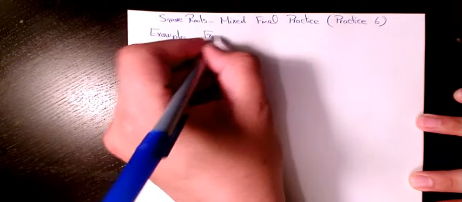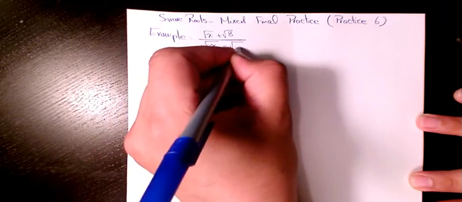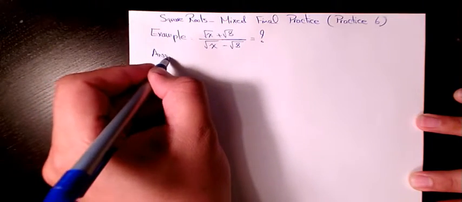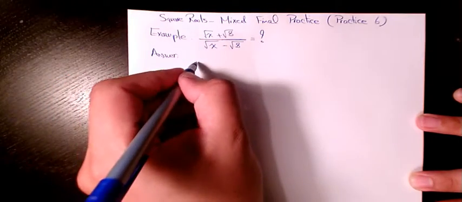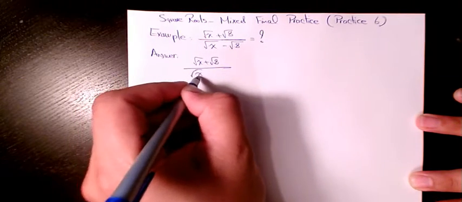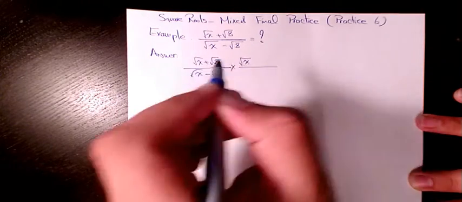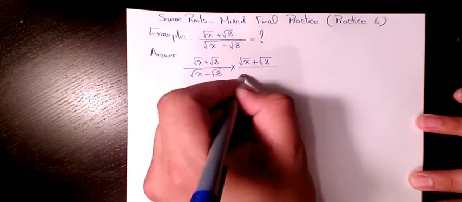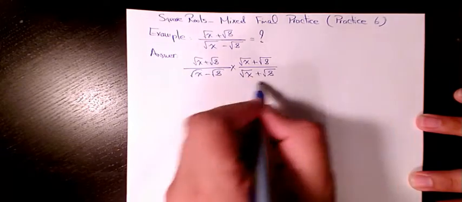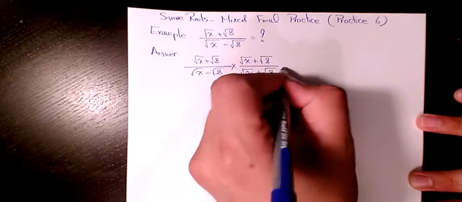root x plus root 8 divided by root x minus root 8. Answer is root x plus root 8 divided by root x minus root 8 times the conjugate of the denominator, which is going to be root x plus root 8 divided by root x plus root 8. These two have to be the same because the ratio is going to be 1. We don't want to change the original equation.